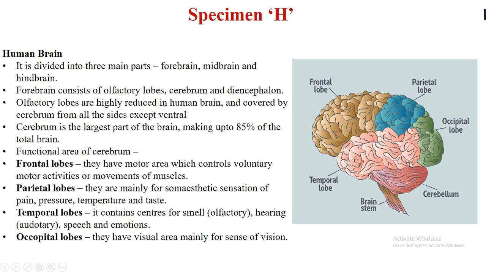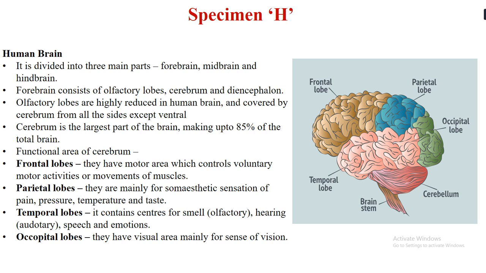Now the cerebrum is the largest part of the brain, and it covers about 85% of your brain. It is made up of the frontal lobe, the parietal lobe, the occipital lobe, and the temporal lobe. The frontal lobe has the motor area which controls your voluntary actions. That means it will control the muscles of your body. The parietal lobe is made up of somaesthetic sensations. That means it is responsible for the sensation of pain, pressure, temperature, or taste.